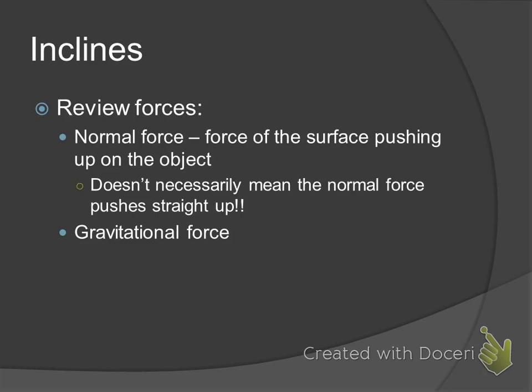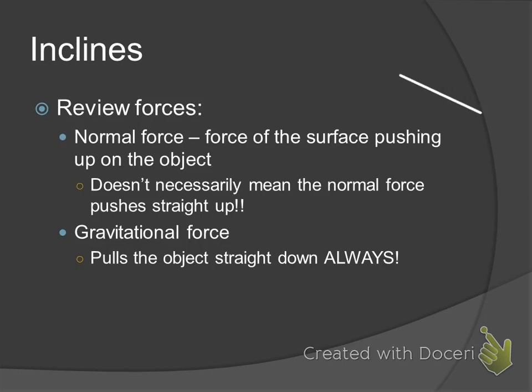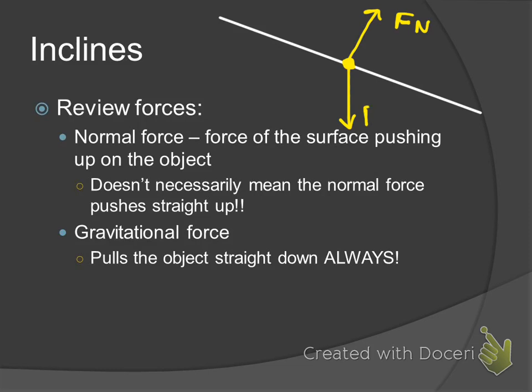Okay, when we look at gravitational force, however, this does not change. The gravitational force of an object always goes straight down. Always goes straight down. It's not going perpendicular to that surface. The gravitational force always goes straight down toward the center of the earth. So here, if I draw my incline again, I've got my incline, I've got my object here. My normal force, like we said before, goes perpendicular to the surface, and my gravitational force goes straight down.